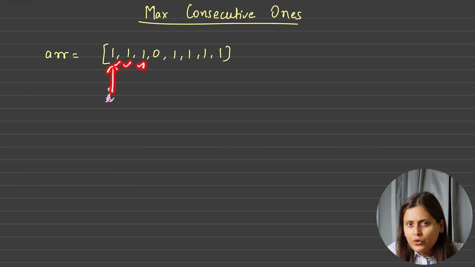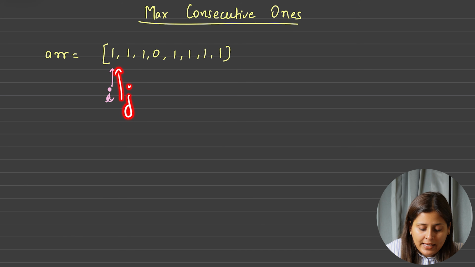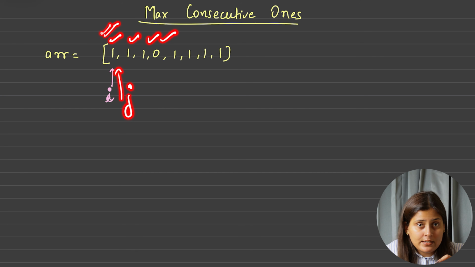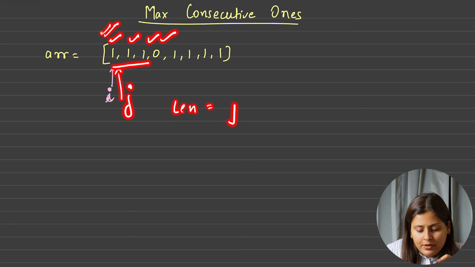Correct? So for the brute force approach, you will run another J loop starting from the same index I, and for I equal to 0, I will run the J loop until it hits the 0. Correct? And I will calculate the length. How can I calculate the length? The length will be nothing but wherever my J is, minus I.